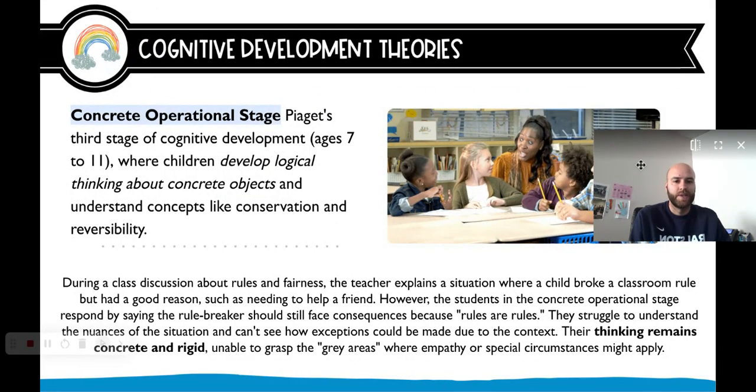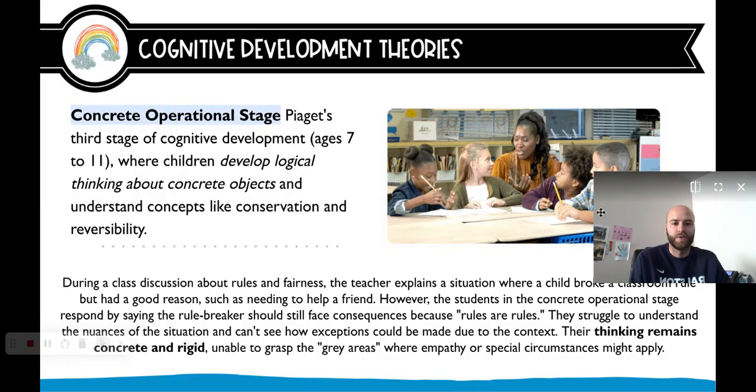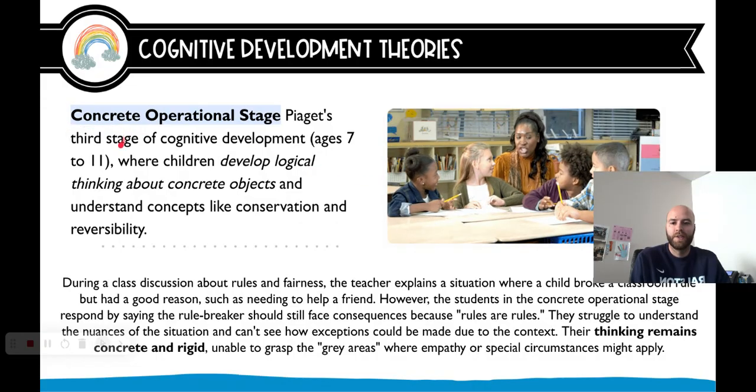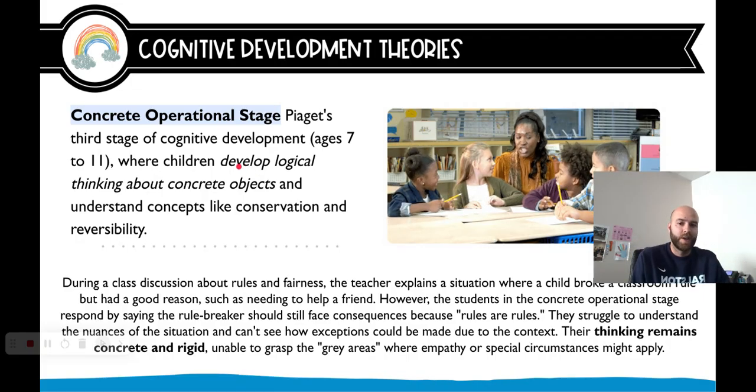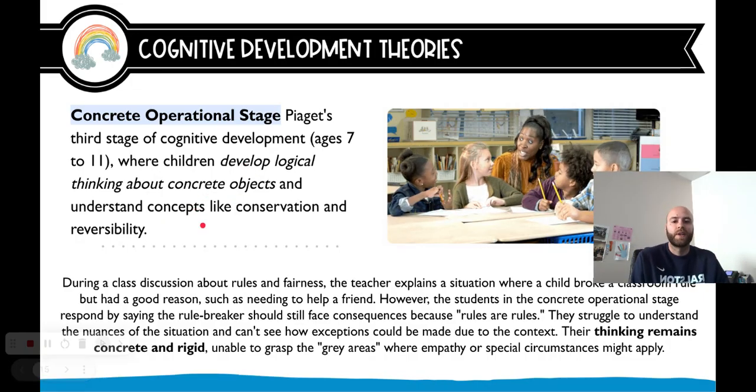Our third stage is the concrete operational stage. Concrete is where logic comes into play. You can think concretely. Children develop logic, think about concrete objects, and understand concepts like conservation and reversibility. This is ages 7 to 11, kind of that late elementary, early middle school range.